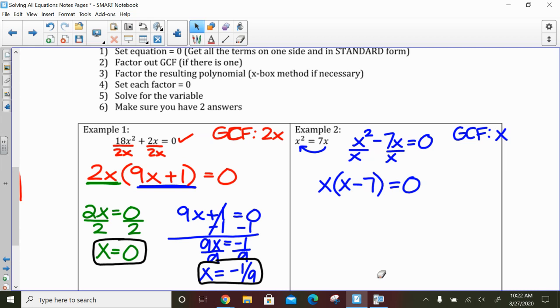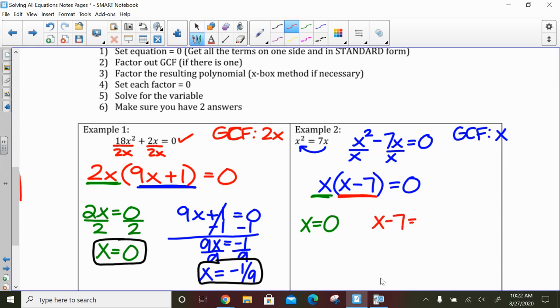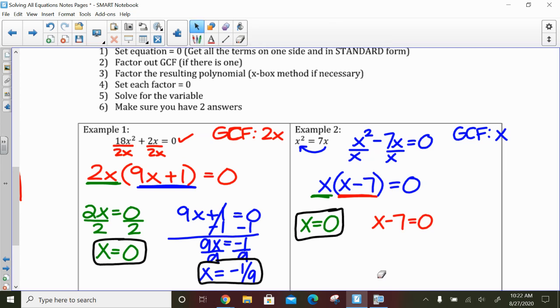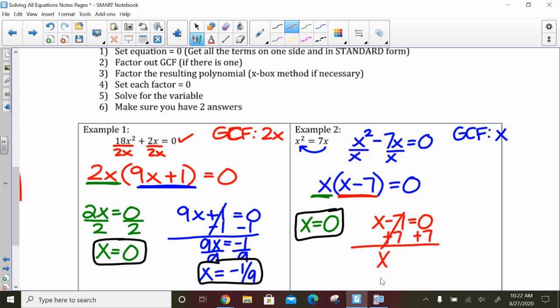Once it's factored, you split it and set each factor equal to 0. This is one factor, so I'm setting it equal to 0, and this is the other factor, set it equal to 0. Now X equals 0 over here, that's done. You can't do anything with that, so x equals 0 is one of your answers. Over here on x minus 7, I need to add 7 to both sides, and that is your other answer.